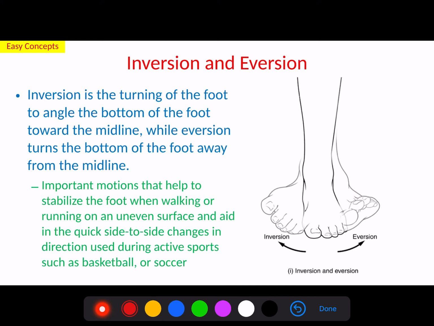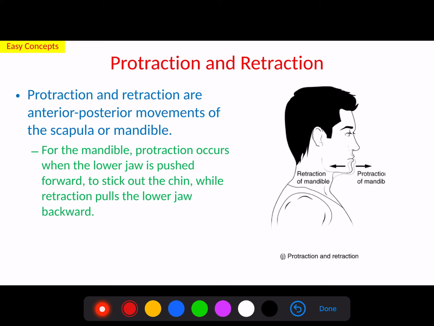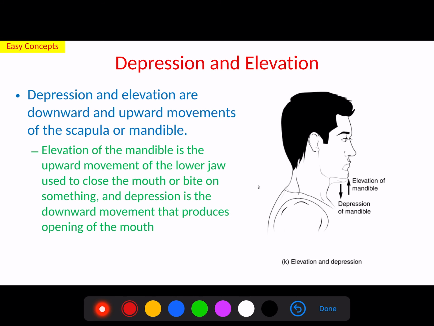Another term is the inversion and eversion. Inversion is moving technically the toe of the foot toward the midline of the body. Eversion is moving it away from the midline of the body. Usually this comes with a slight elevation of the foot. Then there is protraction and retraction. This is the movement of the mandible, the lower jaw, either toward the front, that's protraction, or backward, that is retraction. Then there is the depression and elevation. Depression is opening the mandible. Elevation is closing it down.